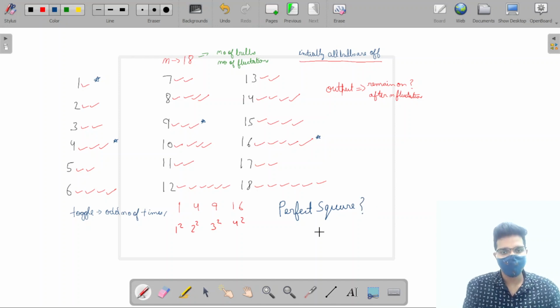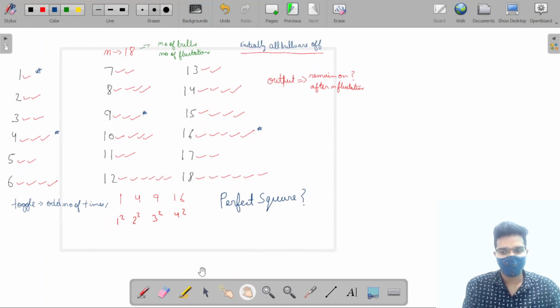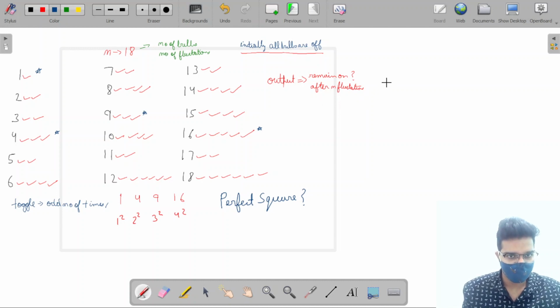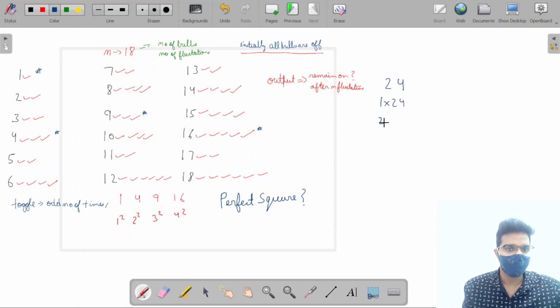Why is perfect square our answer? Okay, we will discuss it. So let's take a number and let's try to calculate its factors. Let's say our number is 24. So all the factors of 24: 1 into 24, 2 into 12, 3 into 8, 4 into 6, 6 into 4, 8 into 3, 12 into 2, and 24 into 1.